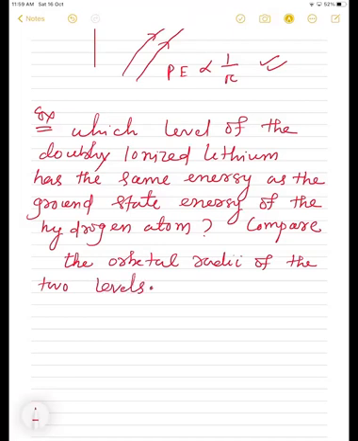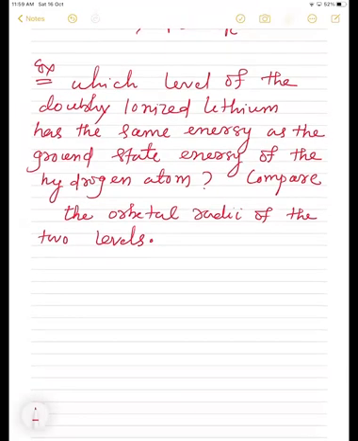Correct? Yes or no? Students, let's see its solution. First understand what he has given in the question. Total energy in the nth orbit. What is the formula of total energy? We have just seen it: E is proportional to Z square by n square. Yes or no? Just now we found that.